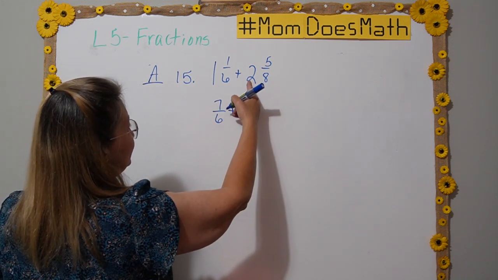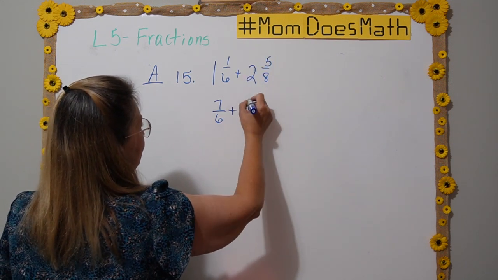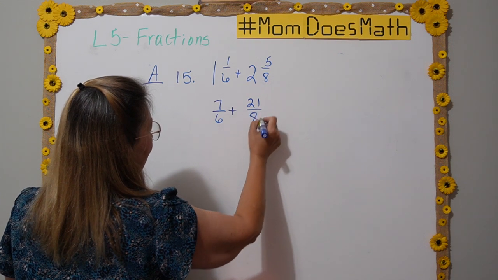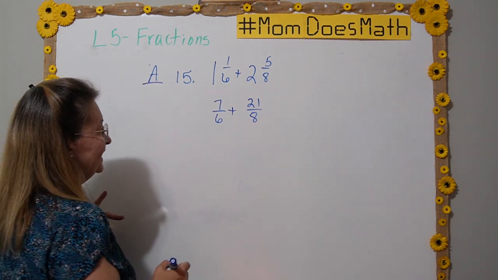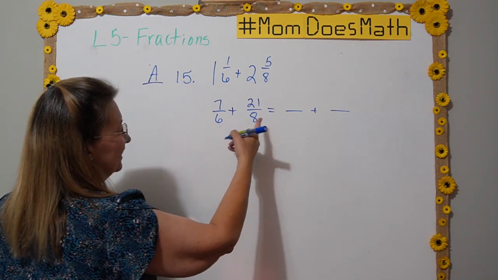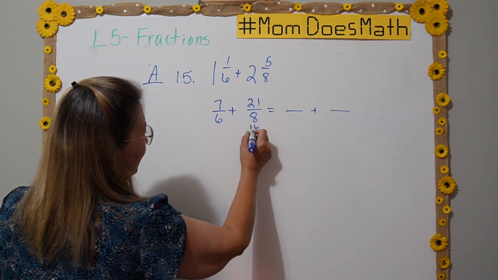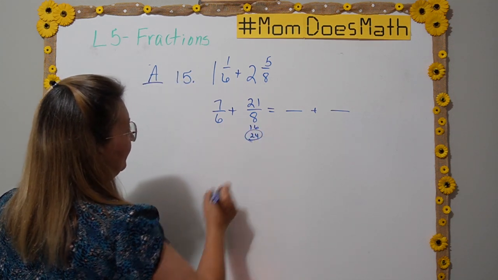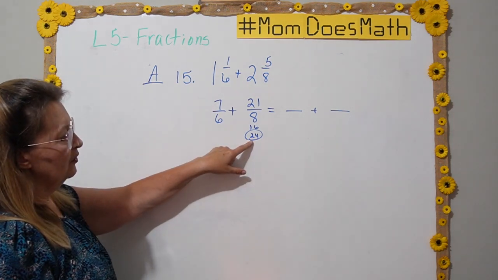8 times 2 is 16, 17, 18, 19, 20, 21 over 8. So now I need a common denominator. And I'm going to take 8. Let's run through the multiples. 16, 8 times 3 is 24. And there's a bingo. 6 will also go into 24.